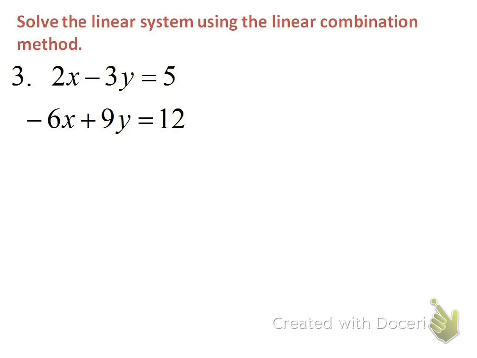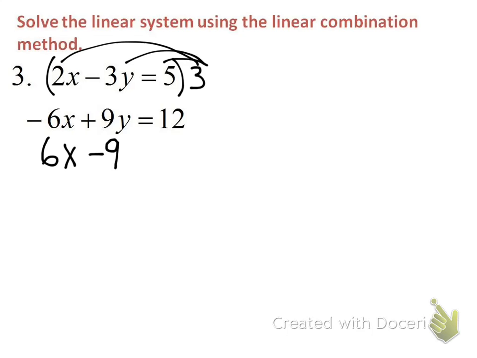No, not yet. The signs are different. That's nice. So we don't have to worry about changing any signs. But what do you guys think we should do? Yeah, we can multiply the top by 3. When I do that, make sure you distribute the 3 to every term. You get 6x minus 9y equals 15.